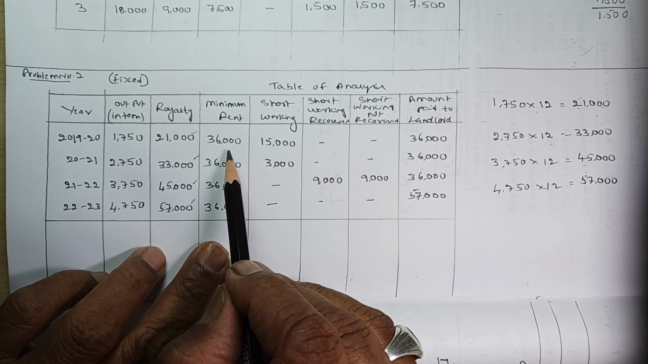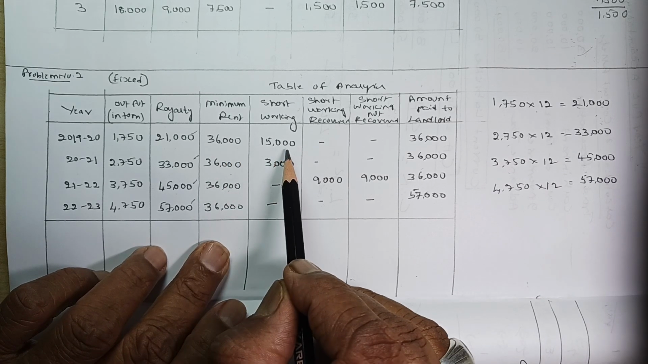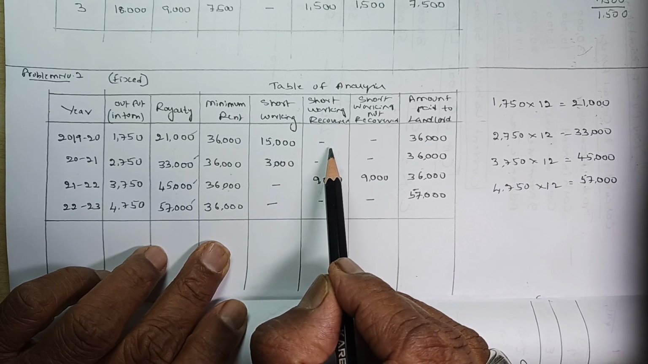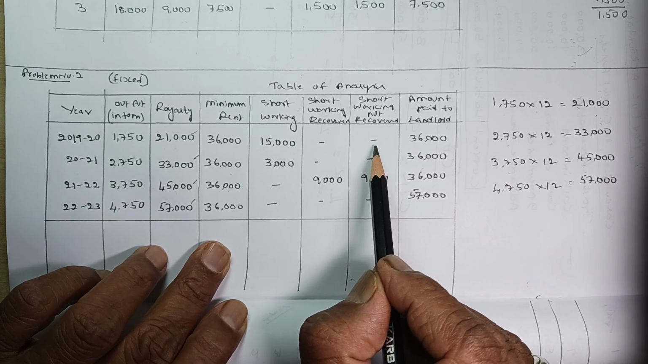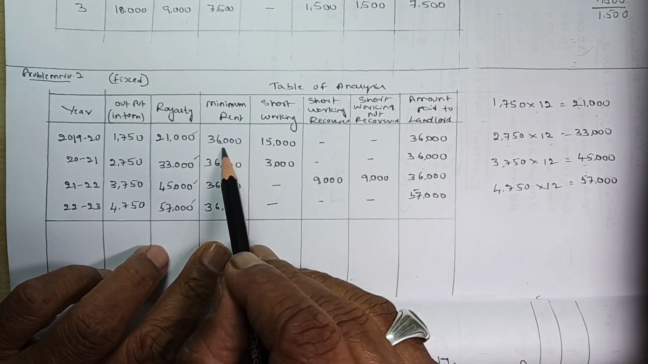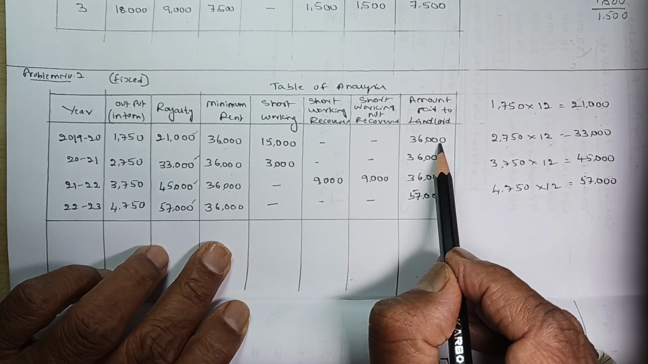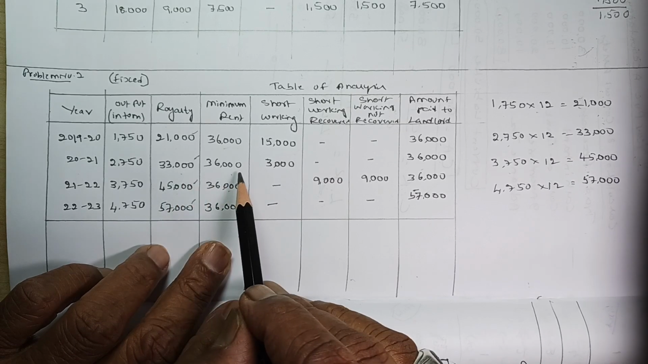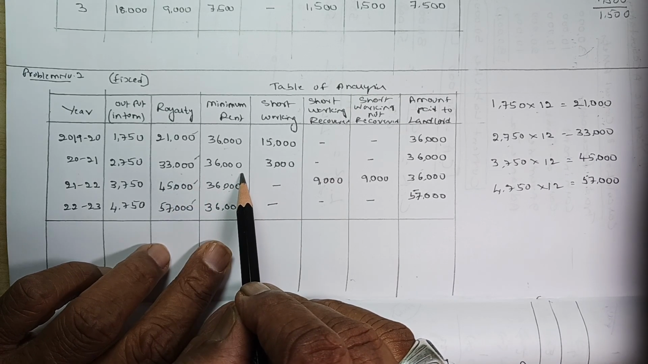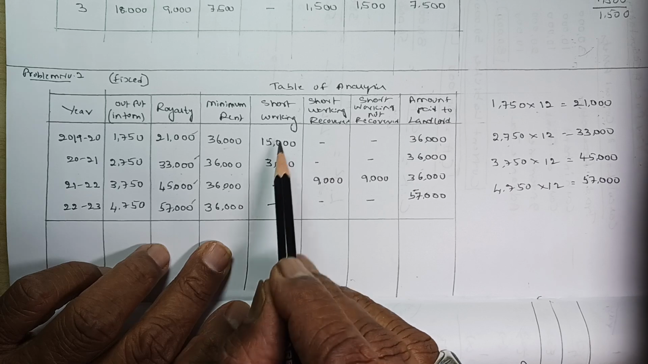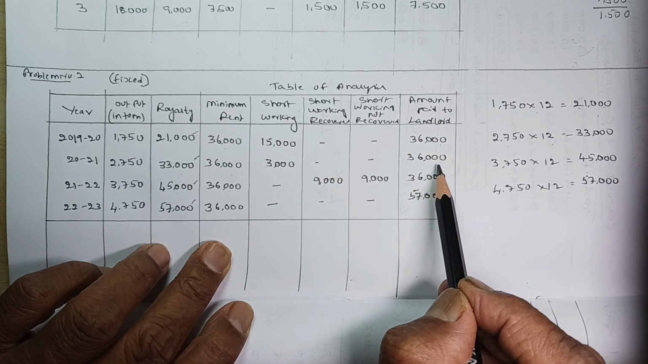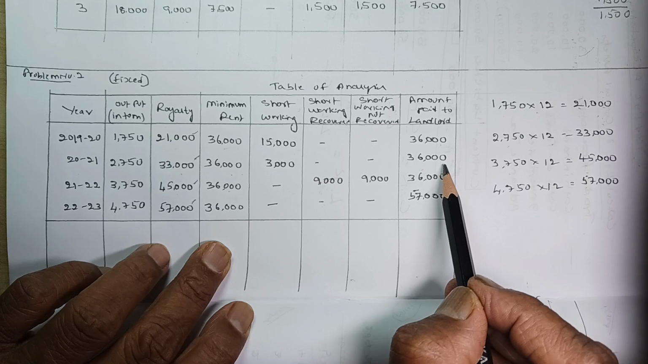That means let's say he has to pay from his pocket how much actually? 15,000, which is called short working. No question of short working recovered, not recovered. The total amount payable is the minimum rent, how much actually? 36,000. Then second year, 33,000 royalty, again minimum rent is more, 36,000. Again he has to pay from his pocket, which is called short working, 3,000. Total comes to how much actually? 36,000 again he has to pay.